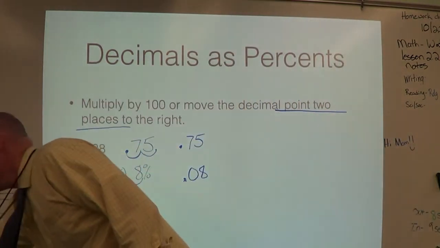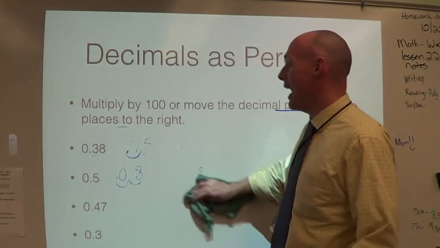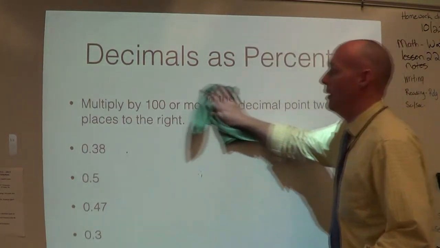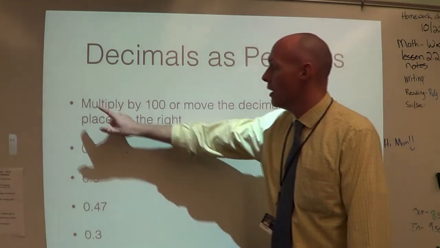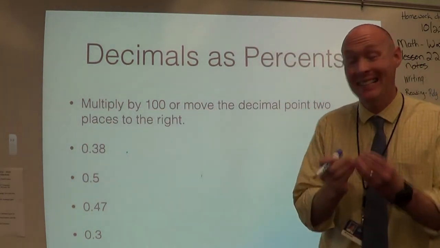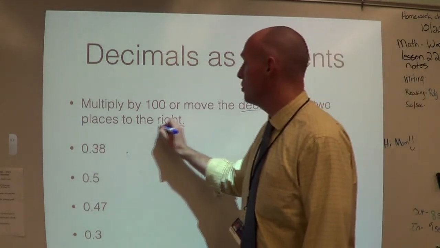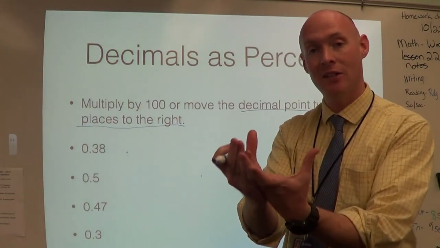Okay. Here we're going to do decimals as percent. So this way we're going to do it opposite. I'm going to give you a decimal, and it's your job to turn it into a percent. So here I have the rule where you can multiply by 100, or easier is to move the decimal point 2 places to the right. Okay, it's almost like we're creating the percent sign.